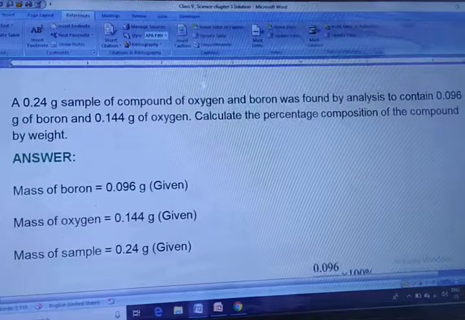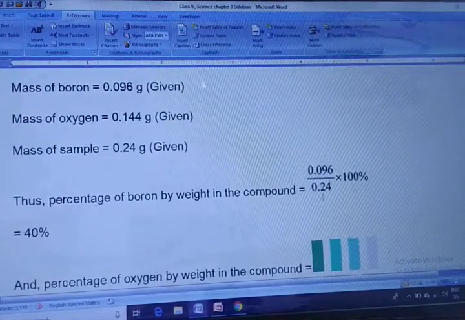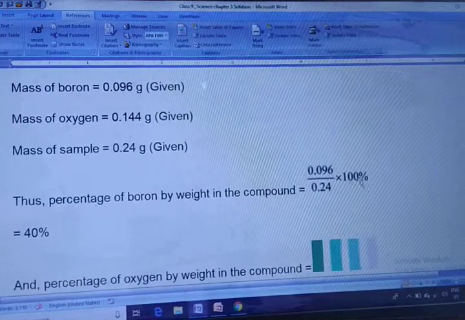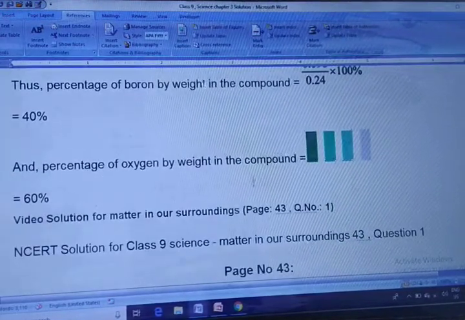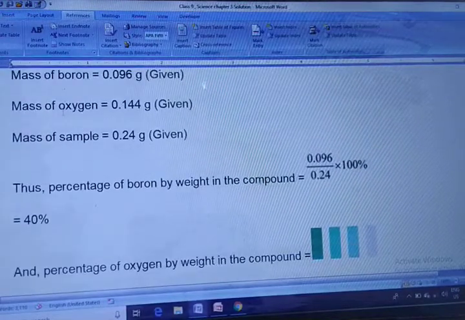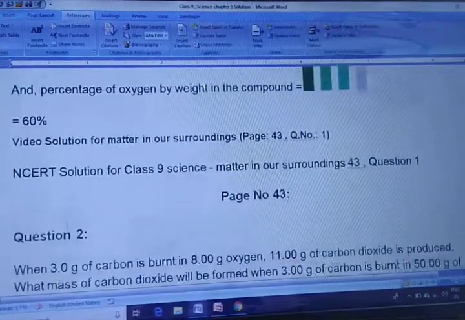Now what you have to do? You have to do the percentage. Percentage of boron by weight in the compound is 0.096 upon 0.24 into 100, that is 40%. Percentage of oxygen by weight in the compound, what will be the oxygen weight? Oxygen weight is 0.144 upon 0.24 into 100, so that will be 60%.